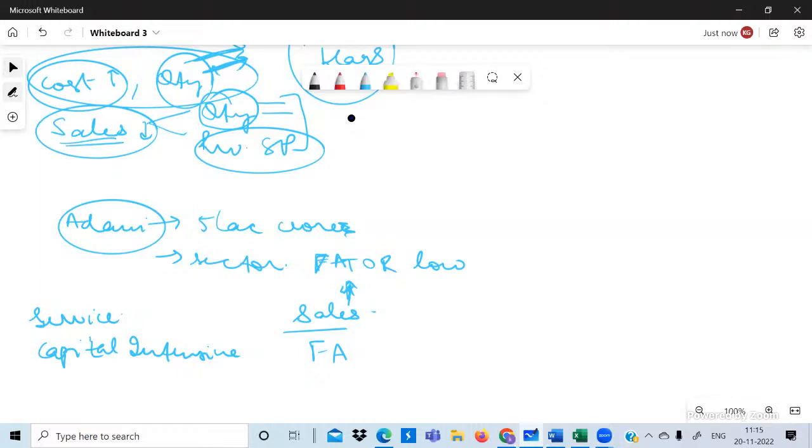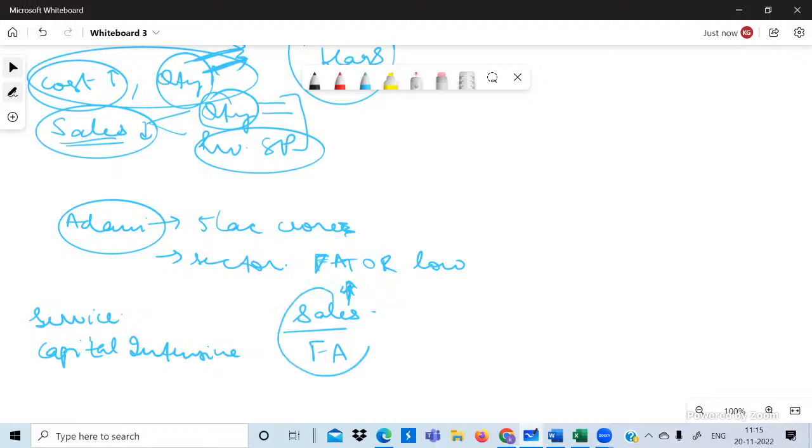Yeah, anyone from the batch? Where is he trying to invest? Service sector or capital intensive sectors? The asset turnover ratio is low. That's sales upon assets. Capital intensive, great.